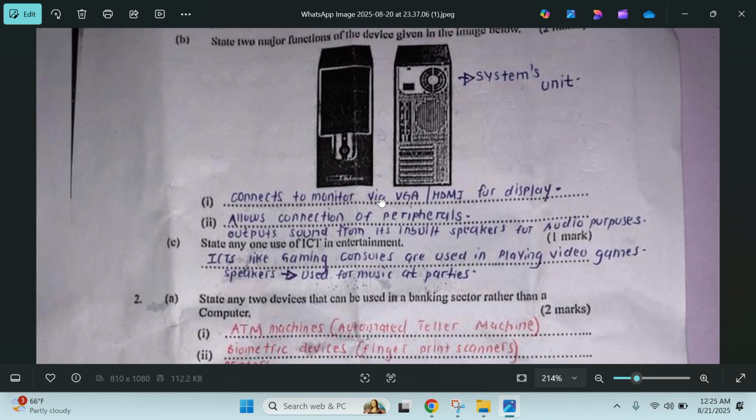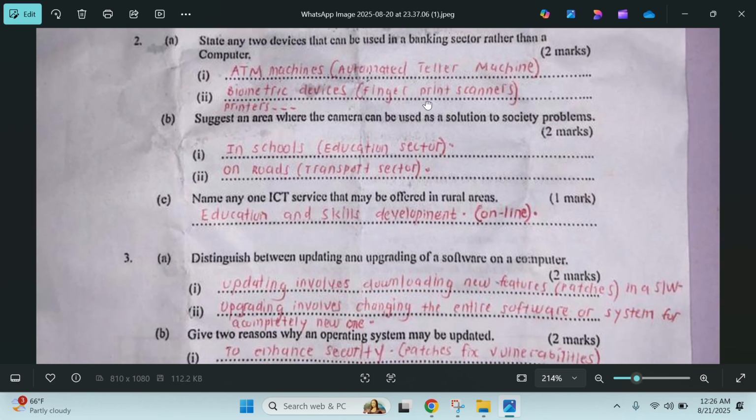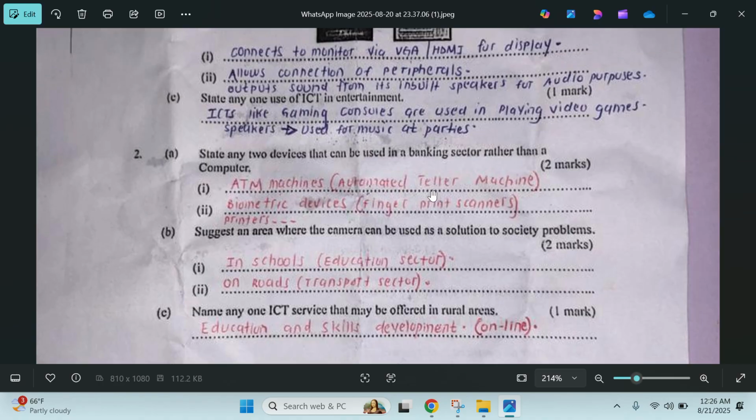And part C of that question was: state any one use of ICT in entertainment. So ICTs like gaming consoles are used in playing video games. ICTs like speakers are used for music at parties, etc. They wanted one use there. Now that was number one of that paper.